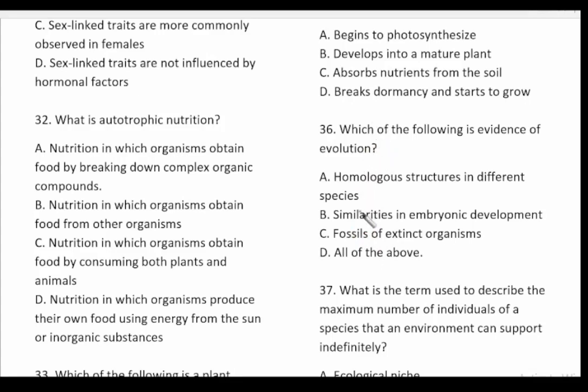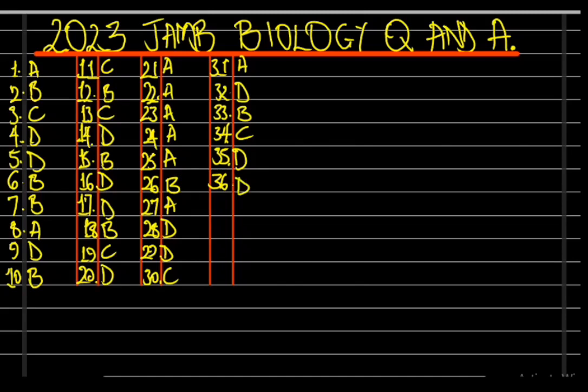So the answer there is homologous structure in different species. It is also similarities in embryonic development. It is also fossils of extinct organisms. So all of these are answers to the question which is talking about the evidence of evolution. So the answer there is option D, which is all of the above. 36 is option D. So we move to question 37.